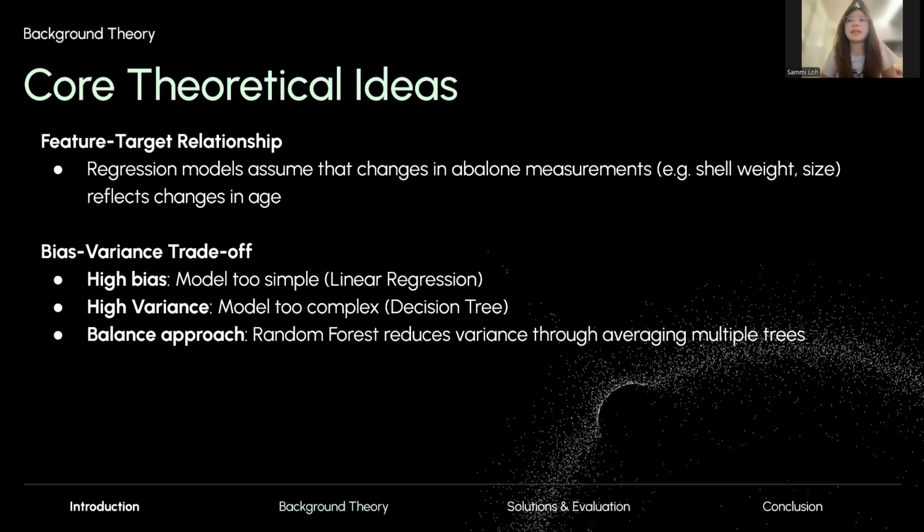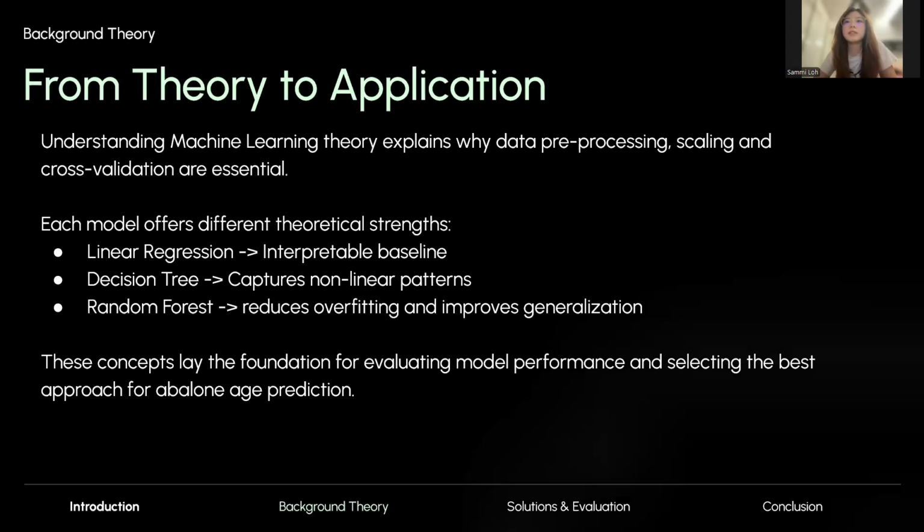We balance bias and variance across models. Linear regression is simple but may underfit. Decision trees capture non-linear patterns but can overfit, and random forest averages many trees for better stability. These theories guide our preprocessing and model choice. Linear regression sets a baseline, decision trees explore complexity, and random forests give the most reliable predictions, leading into our evaluation results.